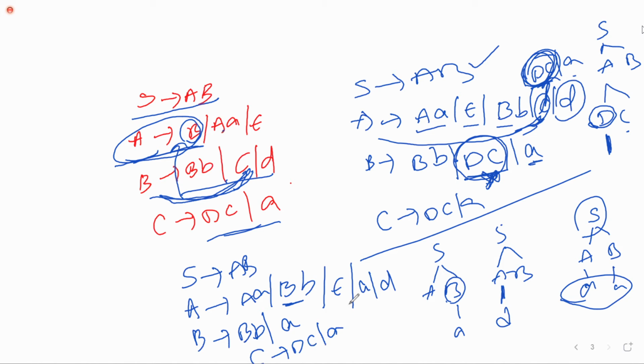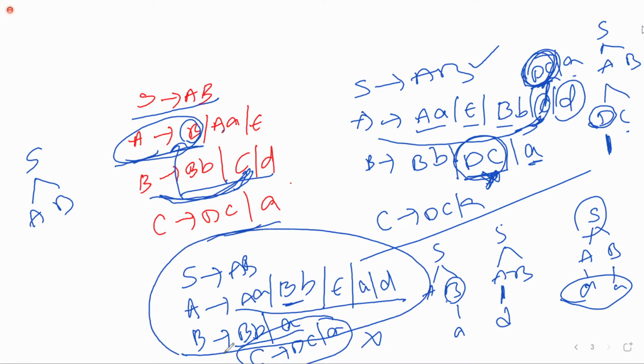Now, if you consider S tends to AB, do you have any C in A productions? No. Do you have any C in B productions? No. So we can conclude that C is a useless symbol because we cannot reach it from the start symbol. So what are the remaining productions? This is nothing but the simplified grammar.